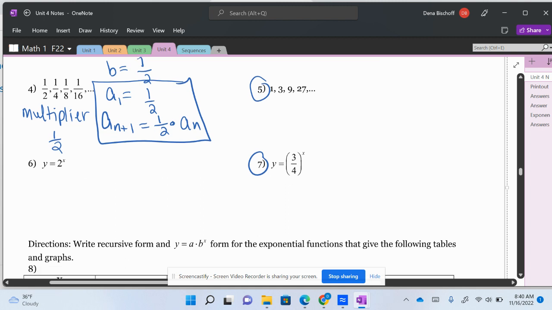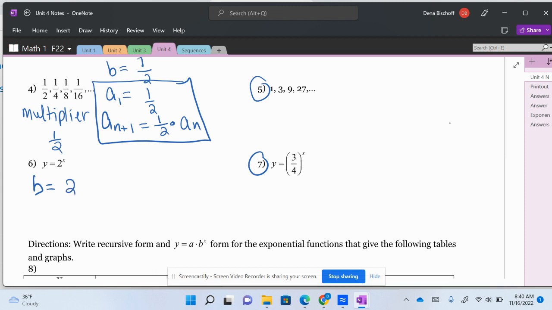So what is my multiplier or my base? 2. What is my first term? Well, the first term happens when x is 0, and that gives me my intercept, right? What's my intercept? 1. Good job. So a sub n plus 1 equals 2 times a sub n.